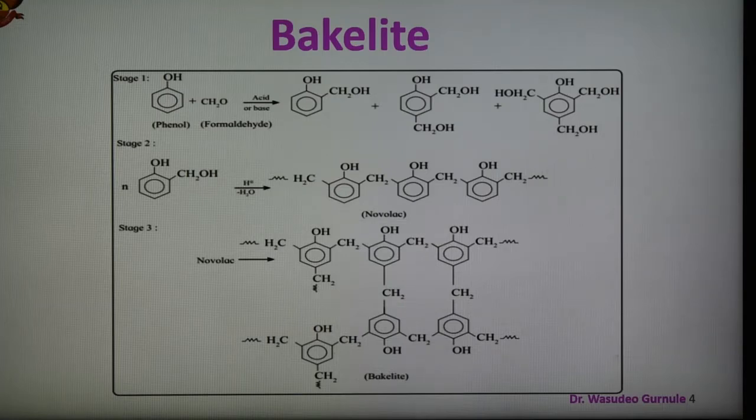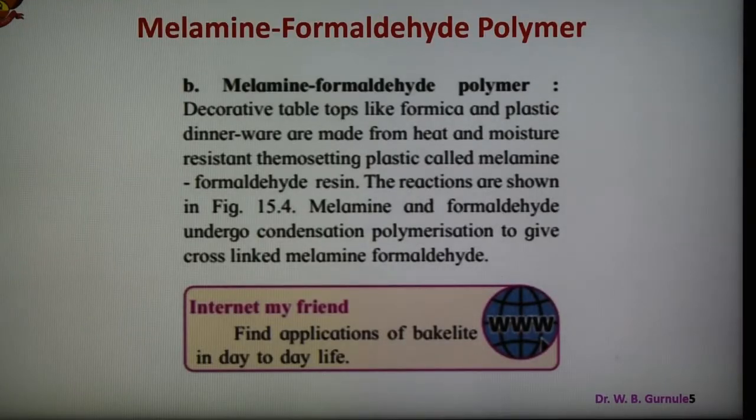So this phenol formaldehyde resin has a number of applications. This is an important polymer used for different purposes. Bakelite is an important phenol formaldehyde polymer, which is a cross-linked thermosetting polymer. Next important is the melamine formaldehyde polymer, used for decorative tabletops like Formica and plastic dinnerware, made from heat and moisture resistant thermosetting plastic. So this is also a thermosetting plastic, known as melamine formaldehyde resin.